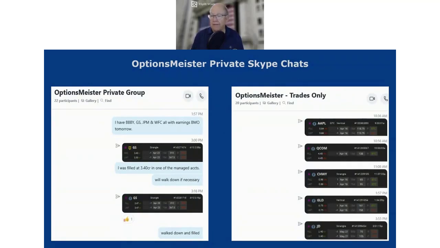This way you can go in and see that at 10:36 I did this trade, then 10:56, 11:08. If you want some explanation, just look at the timestamp and then go to the private group, where I might have talked or a member might have asked questions about it, etc.